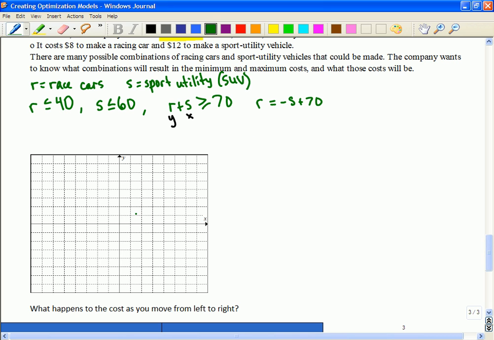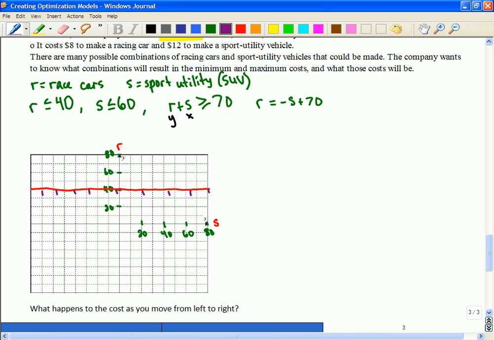And if you didn't already do this, I'm going to choose a scale of 10 for mine. So this will be 20, 40, 60, and then there'd be an 80 here. All right, so the first one, this is R and this is S. So race cars have to be less than 40. So here's my line. And I have to be below that if I'm going to be less than or equal to 40.